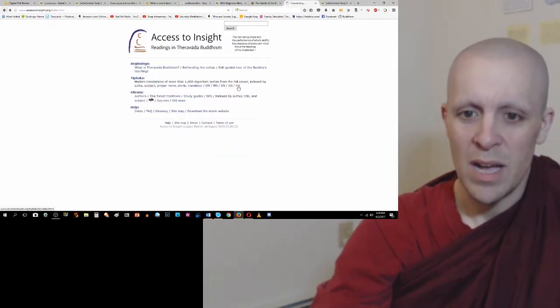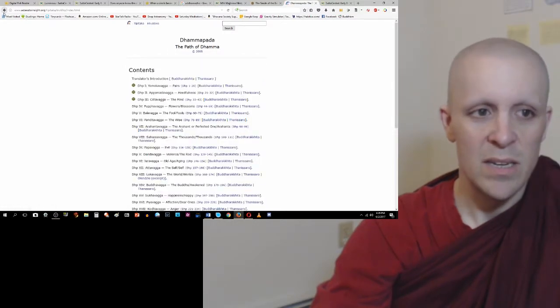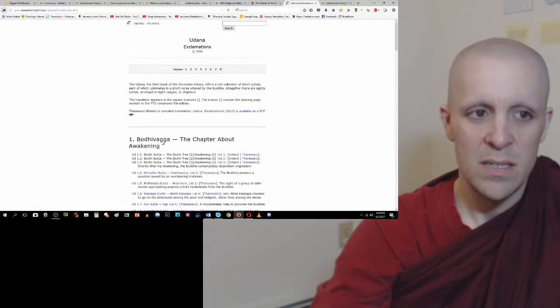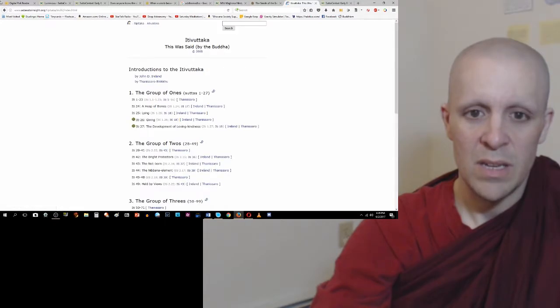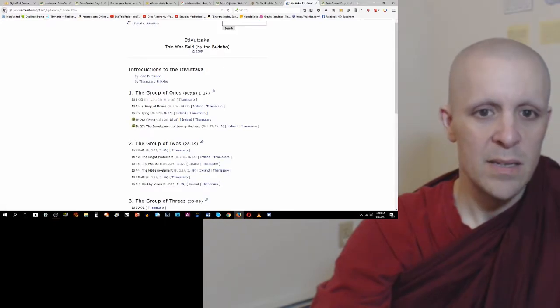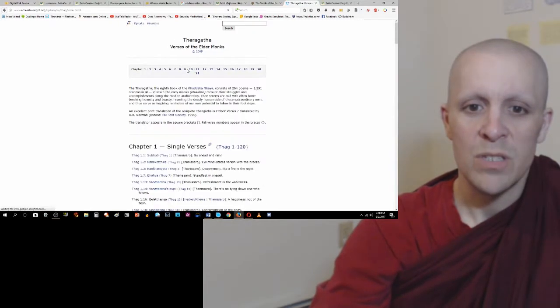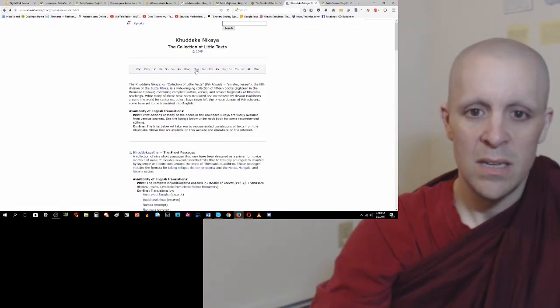And there is a fifth Nikaya. There are parts of this that are considered some of the oldest. We have the Dhammapada right there. So if you want to see the Dhammapada, you can go there. Udana and Itivuttaka right there. And then you also have the verses of the elder monks and the elder nuns, the Theragatha and Therigatha.